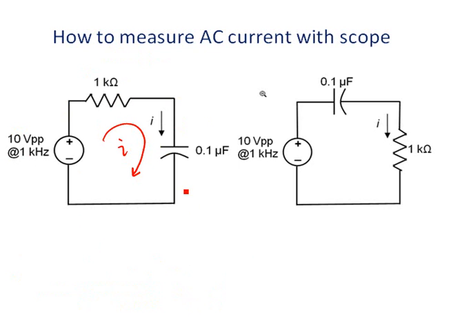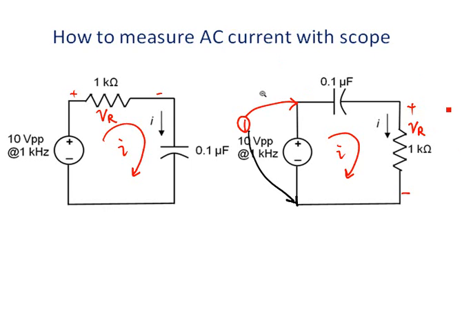Since the resistor and capacitor are in series, if we swap the two components here, it won't change the current through the components. So still the same current flows through the two components here. If the current is still the same for the two circuits, the voltage across the resistor won't change. That is still 1000 times I. So really we can try to measure the voltage across the resistor in the circuit on the right hand side.